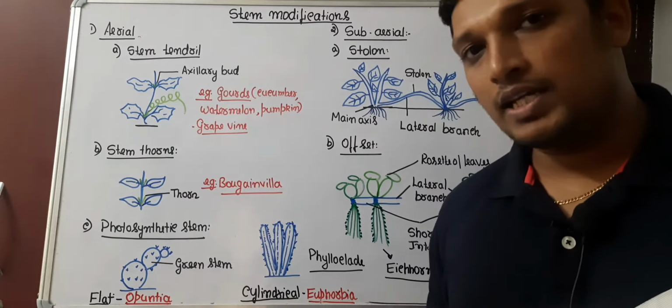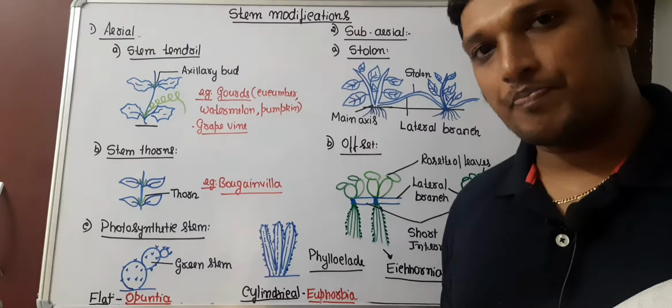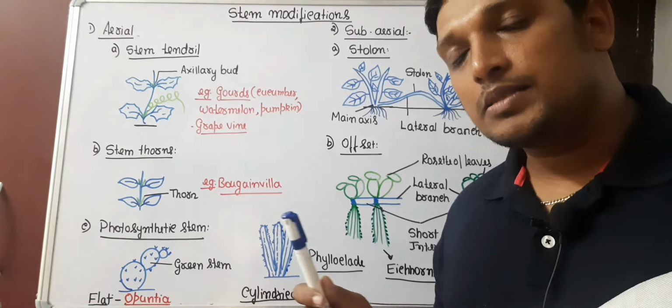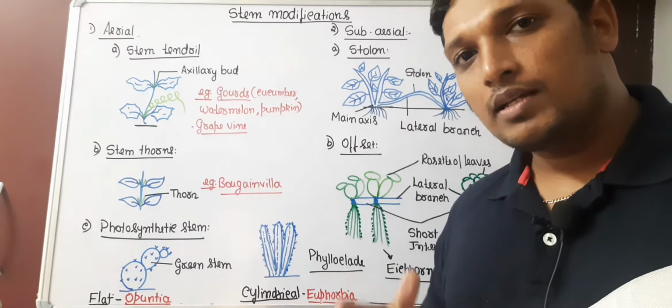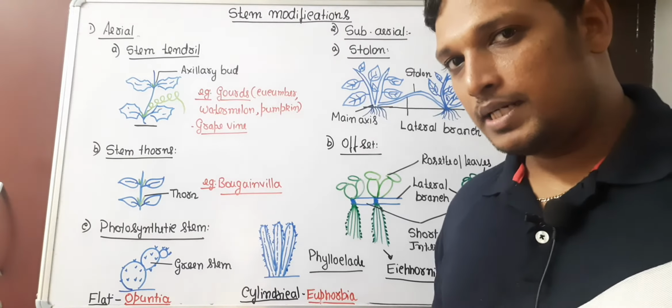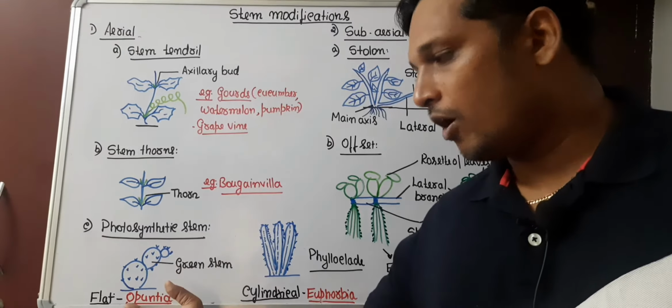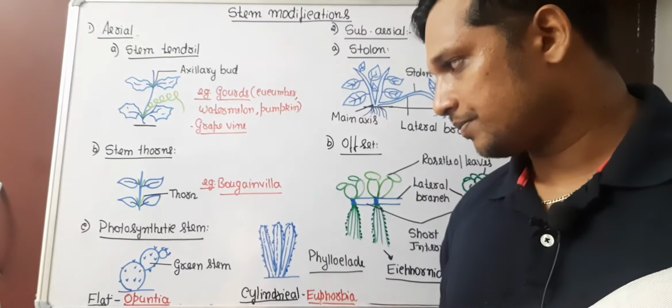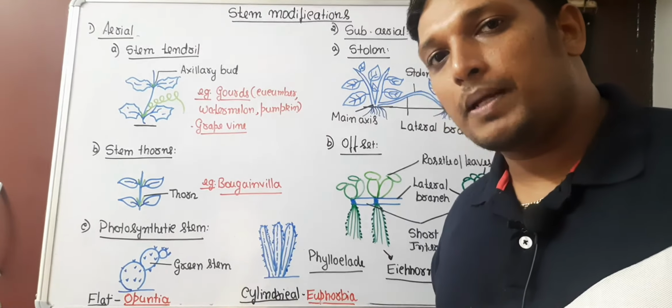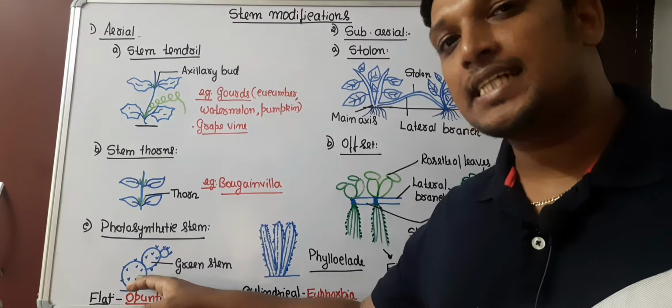Third stem modification is called photosynthetic stem. Usually photosynthesis is performed by leaves. Leaf we call it as phyll. But in stems of Opuntia cactus, they don't have leaf. So who will prepare the food? It is the green stem.